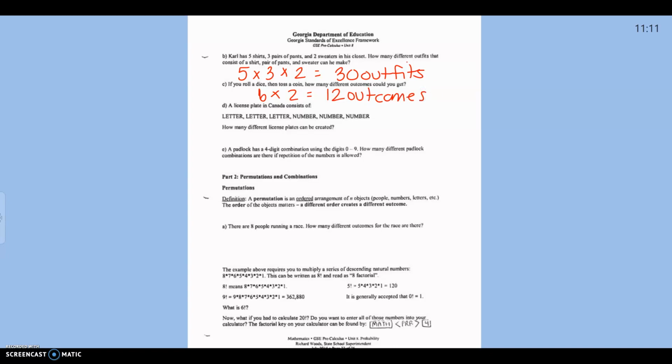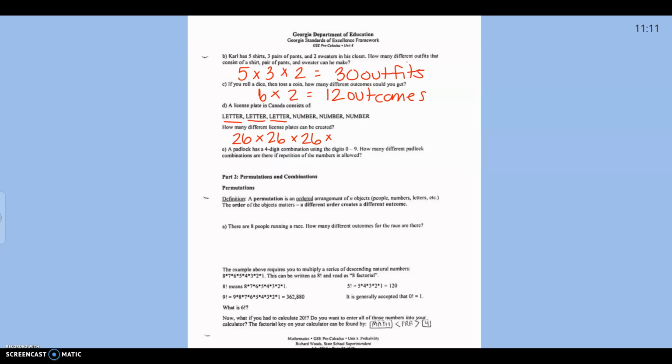All right, now license plates are letter, letter, letter, number, number, number. Think about the license plate on your car. It's made up of letters and numbers. So how many different license plates can be created? Well, you have to know that for letters, there are 26 letters in the alphabet. So for the first letter, you get 26 choices. Then for the second letter, you have 26 choices again. Then for the third letter, you have 26 choices again.